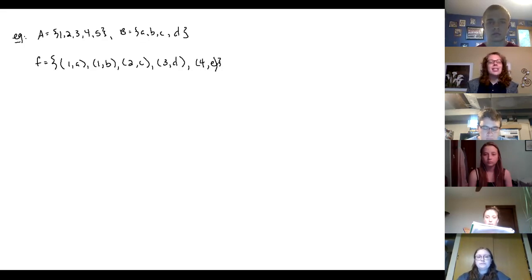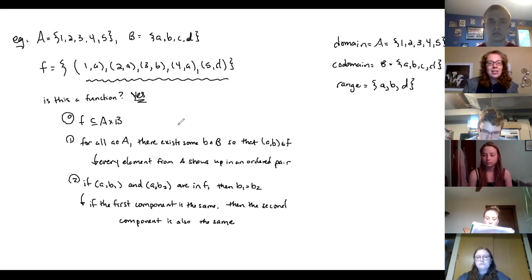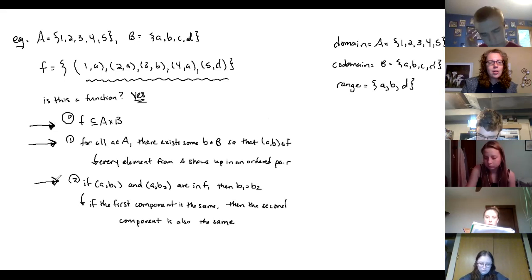What I want you to do is decide if this is a function. And normally, if you got to know, you could stop, right? That would be fine. But I want you to answer all three of these. Is it true that F is a subset of A cross B? Is this first one true? Every element from A shows up in an ordered pair. Is the second one true? If the first component is the same, then the second component is also the same. And if you answer no to these, you got to give me a counterexample.